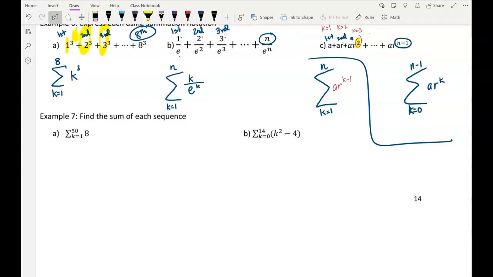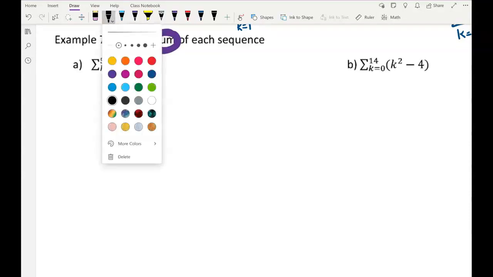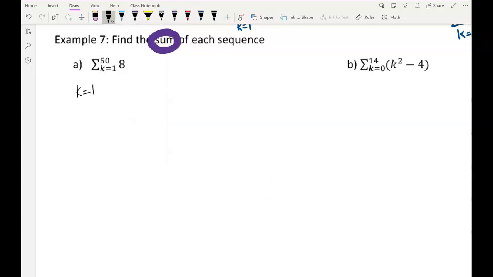Example 7, find the sum of each sequence. Now we are going to use the summation they give us to find the sum. The sum means an answer to an addition problem. That one's super thick, isn't it? For this one, when k equals 1, I have 8, so I need to add that. When k equals 2, I have 8 because it doesn't change, it's a constant. When k equals 3, I have 8. So I'm going to keep adding 8, guys, all the way to my last k, which is 50. Well, guess what? I'm not going to sit here and add 8 like 50 times.